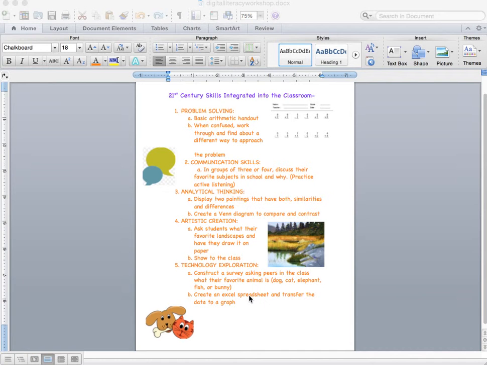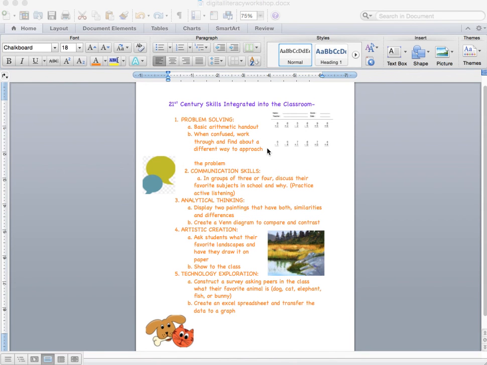And then from the data that they collected, I would ask them to transfer that to Excel and put it on a spreadsheet, and then after they put their data in the Excel spreadsheet, I would ask them to transfer that data into a graph so they can see how their results coordinated with each other, how they were compared or contrasting. And this is what I would do for integrating 21st century skills into my classroom.